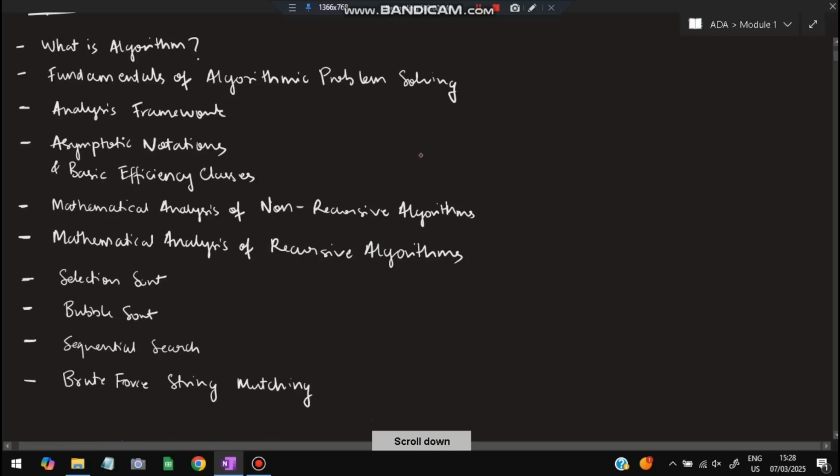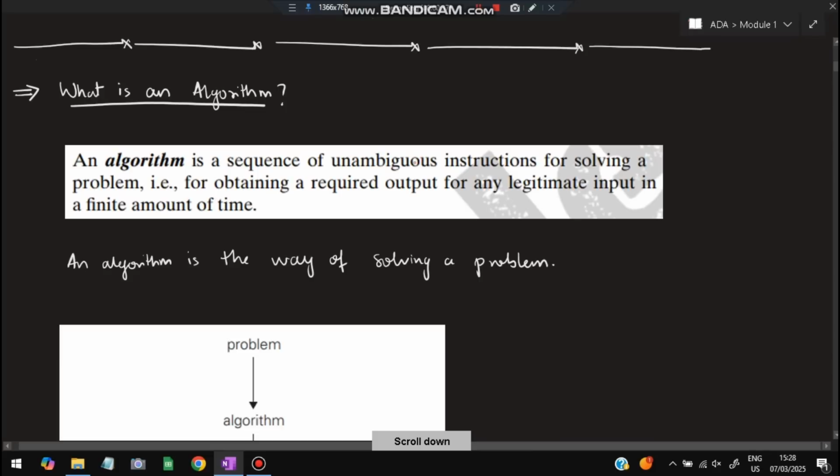The first topic is what is an algorithm. In Design and Analysis of Algorithms, you need to know what an algorithm is. Just imagine that you went to a marketplace and you want to buy an apple. To buy an apple, you need money. You will give that money to the shopkeeper and tell the shopkeeper how many apples you want. The shopkeeper will weigh the apples and give them to you, and you will buy them and come back home.